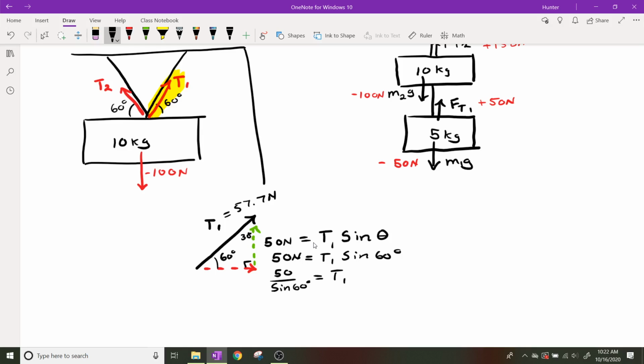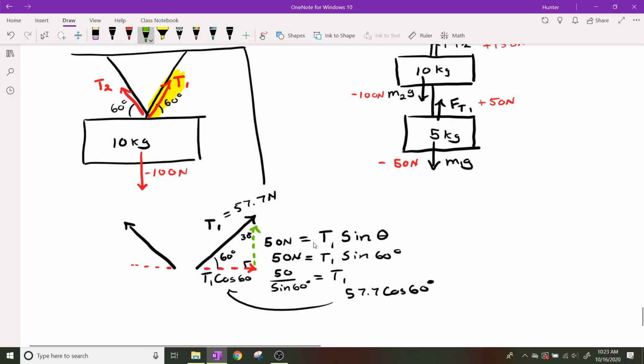we now know what T1 is. T1 is 57.7. So let's do this cosine one. The horizontal force is T1 cosine 60. So let's plug in 57.7 cosine 60 and see what we get. We're going to take that and put it right here. And while y'all do that, I'm going to make this nice other arrow going this way. Don't judge. Don't judge my arrows.